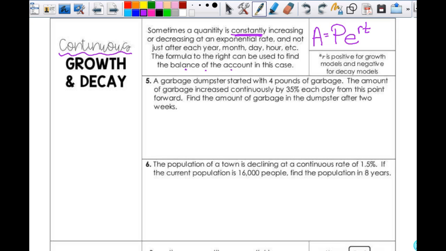So again, not always accounts, because that would be a really gross account to have, right? So we start off with A equals, my initial amount of garbage is 4 pounds, times e to the rate, which is 0.35, times t. And then that's my initial one, and then I get to substitute it in, and it says after 2 weeks, right? So A equals 4 times e to the 0.35 times what? Is it times 2? No, times 14, because it says 35% each day. So 2 weeks, that's where I have to have that 14 in there.